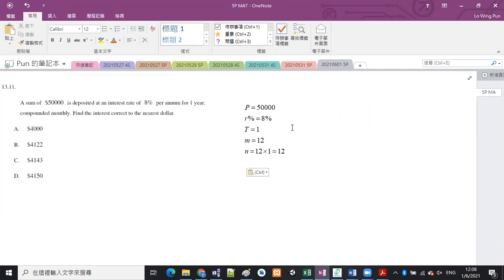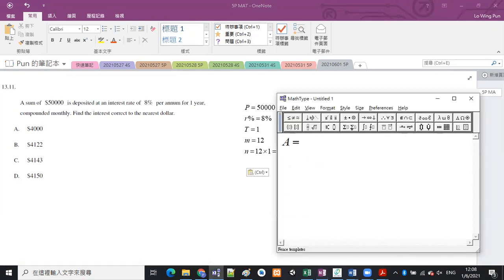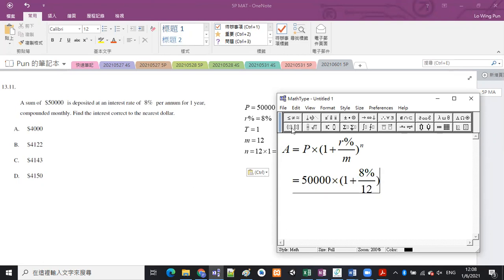Okay? And then A, the amount. A is equal to, so I just write down the formula first. P times 1 plus R% over M to the power N, right? And in this case, our P is 50,000 and then times 1 plus R% is 8%, divided by M, that is 12. And then N has been calculated to be 12. Okay? Can you follow for this line?